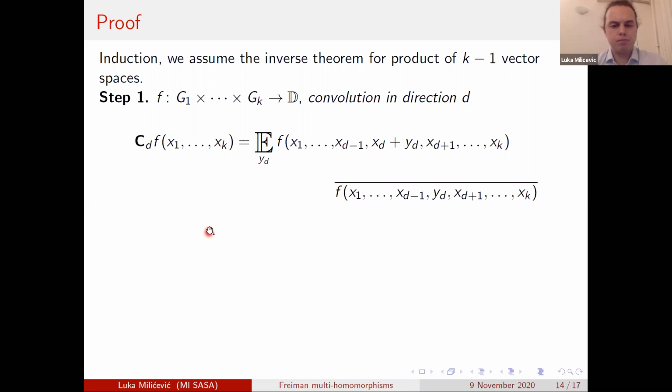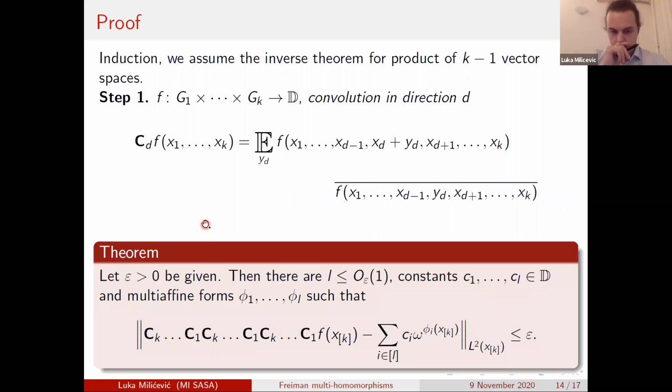And then the generalization of Bogolyubov's argument is the following. Namely, if you convolve your function a sufficient number of times, then the resulting function can be approximated very well using a bounded number of terms of the following shape. So you have a finite linear combination of phases of multi-affine forms. So you have a very strongly structured, algebraically structured function here. So that's the first step.